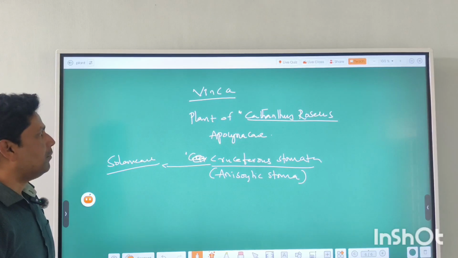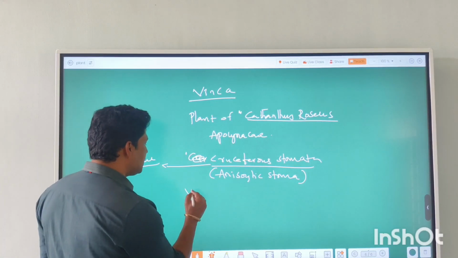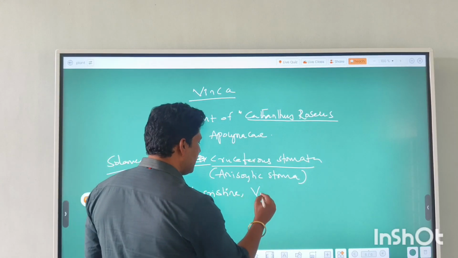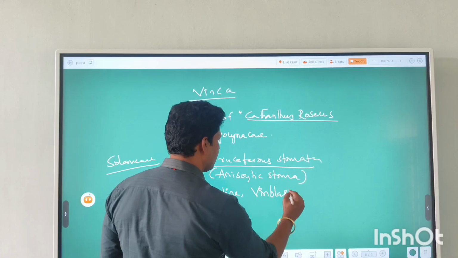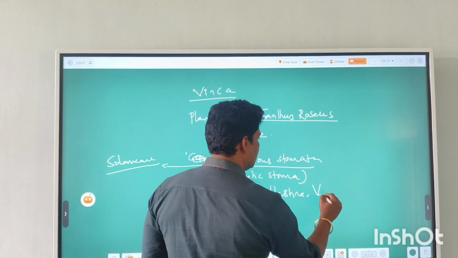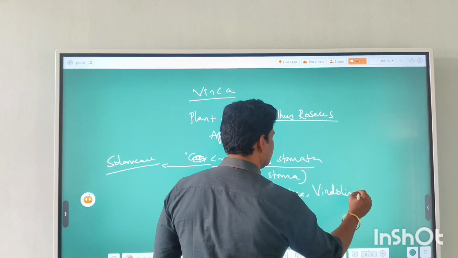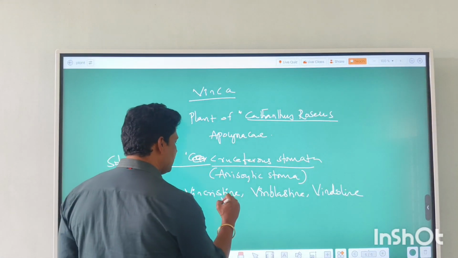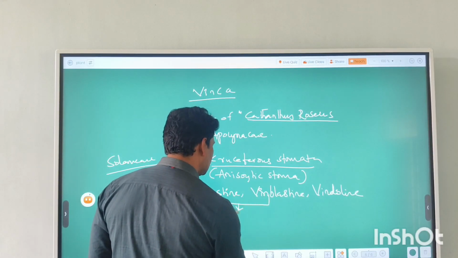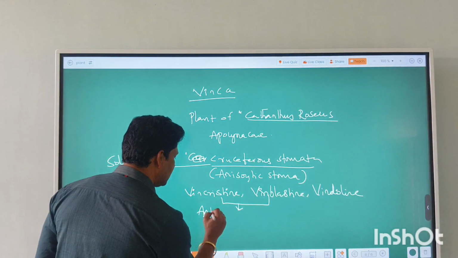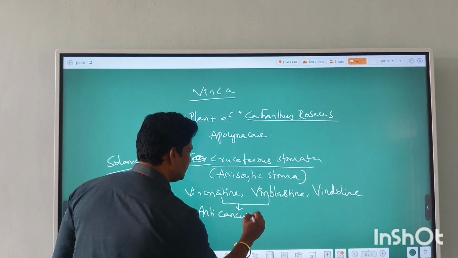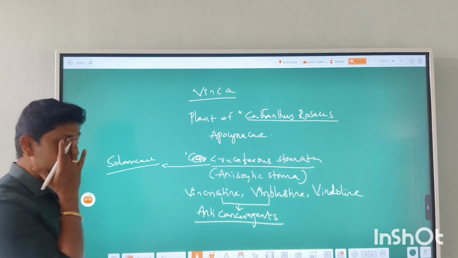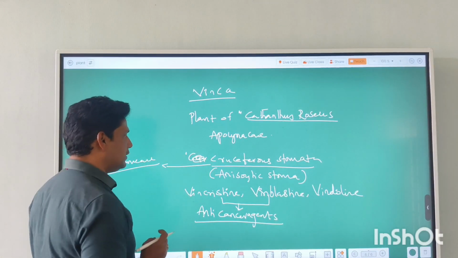So the main chemical constituents of vinca are vincristine, vinblastine and vindoline. Mainly vincristine and vinblastine are used as anti-cancer agents.